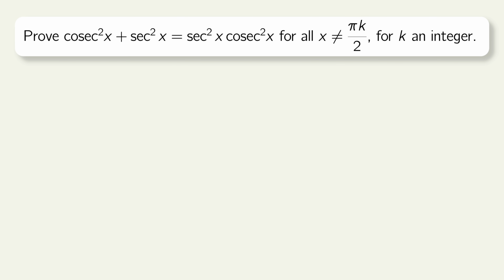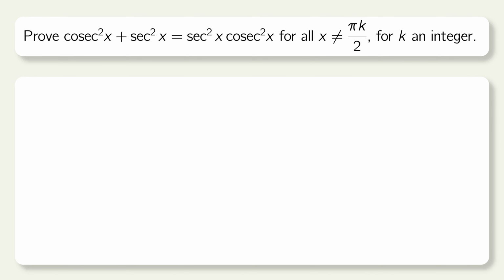cosec squared of x plus sec squared of x equals sec squared of x cosec squared of x for all x, and then I've got a condition on my x there to try and avoid functions blowing up, right? Because some of these functions are not defined at certain values of x. Okay, here, which is the complicated side? And which is the side you could do something with, right? So you probably could go for either here, but I'll go for the left-hand side.